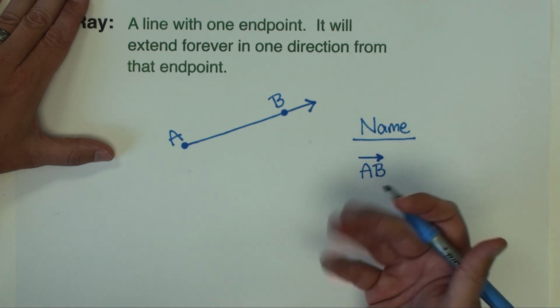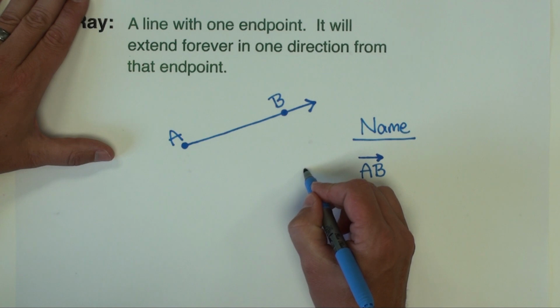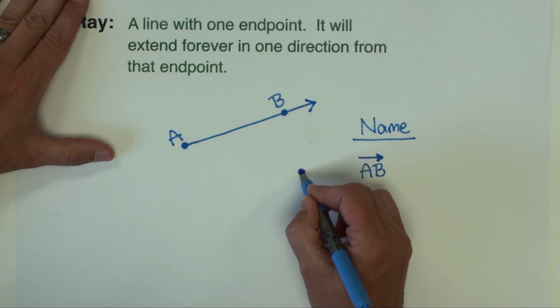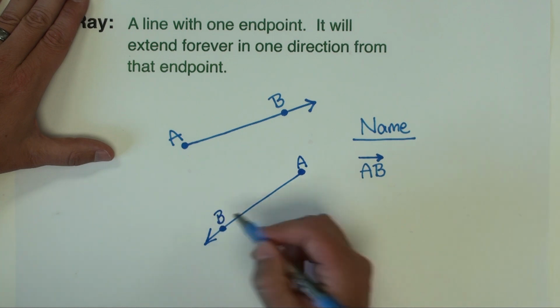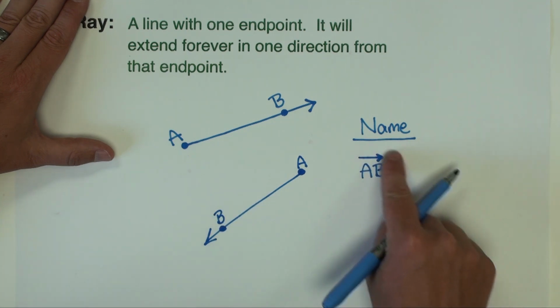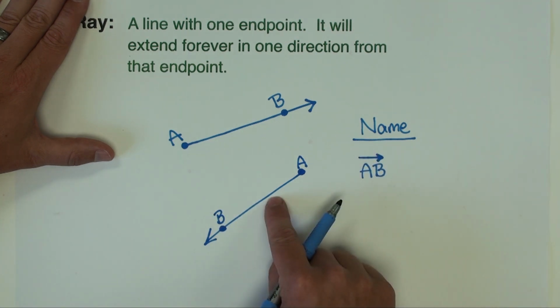Even if you see your picture of your ray going other directions, so let's say we start here, and this is still A, and this is still B, this is still the correct way to name this ray.